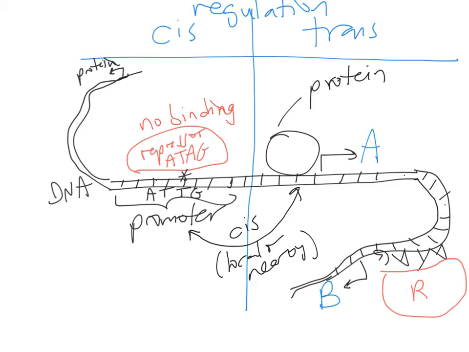So the critical point here is that that mutation only affects the expression of genes it's near, cis to. I contrast that then with trans. So where's a mutation in this drawing that I can make that will have a trans effect on expression of both genes A and B at the same time?